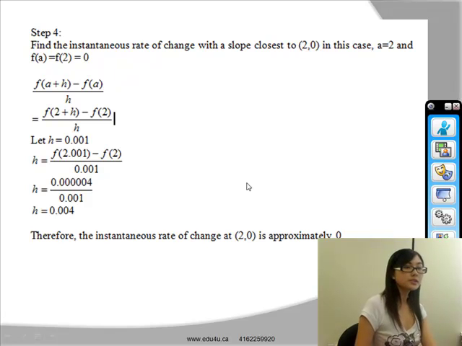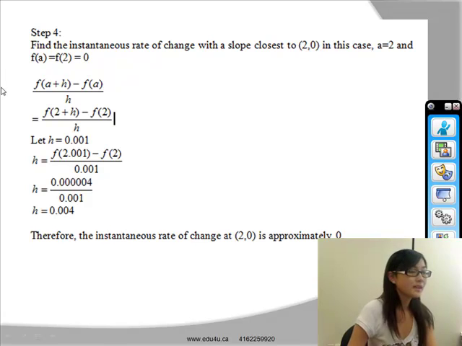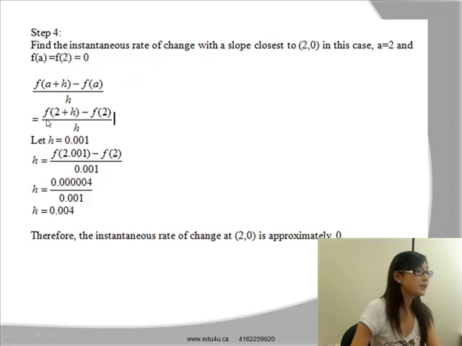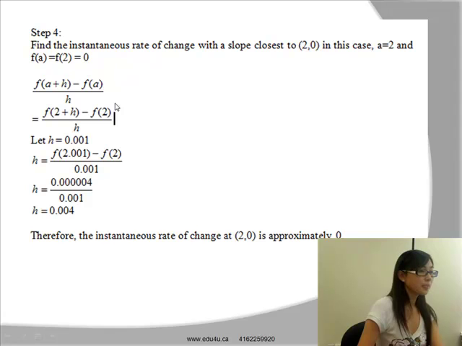And the last step, we have to find the instantaneous rate of change with slope closest to 2, 0, and in this case, a equals 2. Let's put that information in an equation that we're already familiar with. That's f of a plus h minus f of a divided by h. And from this, we can get the instantaneous rate of change. This is the instantaneous rate of change equation.